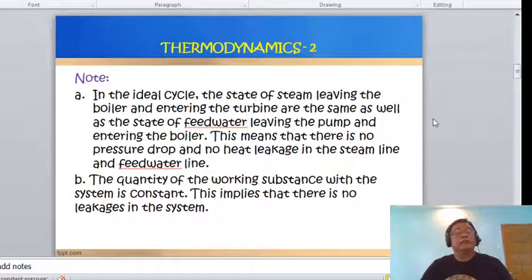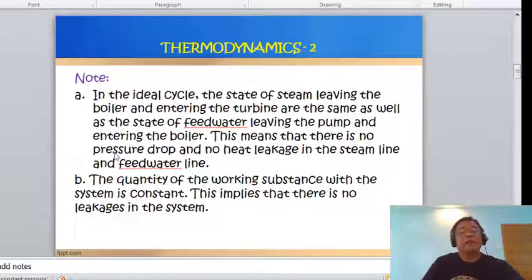So we have here, class, in an ideal cycle, the state of steam leaving the boiler and entering the turbine are the same, as well as the state of feedwater leaving the pump and entering the boiler. So this means that there is no pressure drop, of course. Okay, so the assumption, so this is, class, ideal. There is no pressure drop and no heat leakages in the steam line and feedwater line. Okay, so this is the assumption.